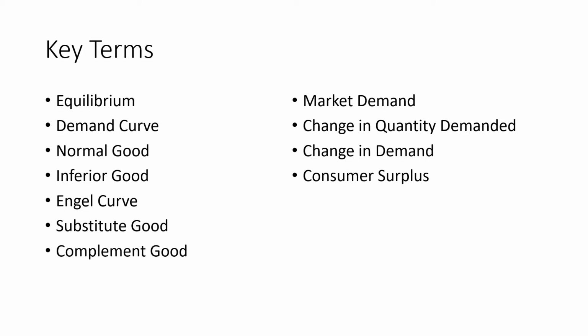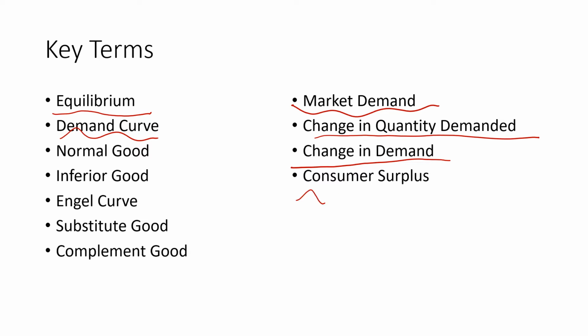Here are a few of the key terms that we are going to discuss. You can see we're going to start off by talking about equilibrium, and then we're going to move into demand. We're going to look at the consumer demand curve, the market demand curve, different things that affect the demand curve, and then we'll finish up with consumer surplus.